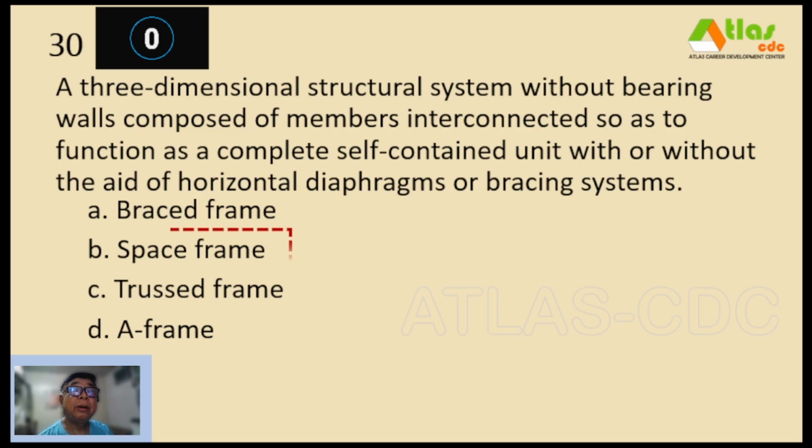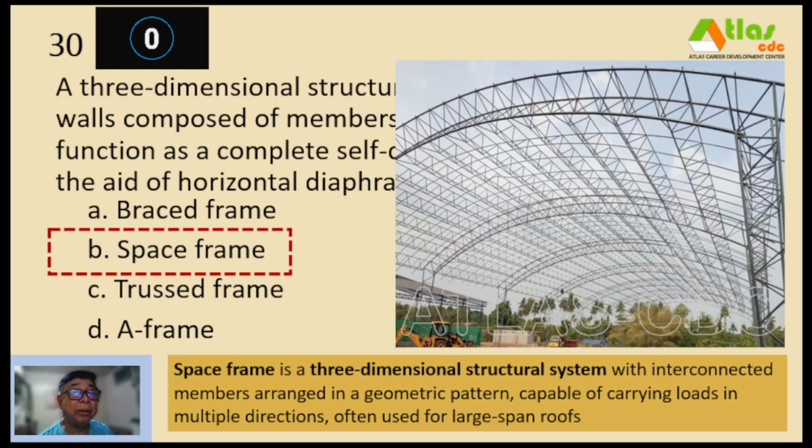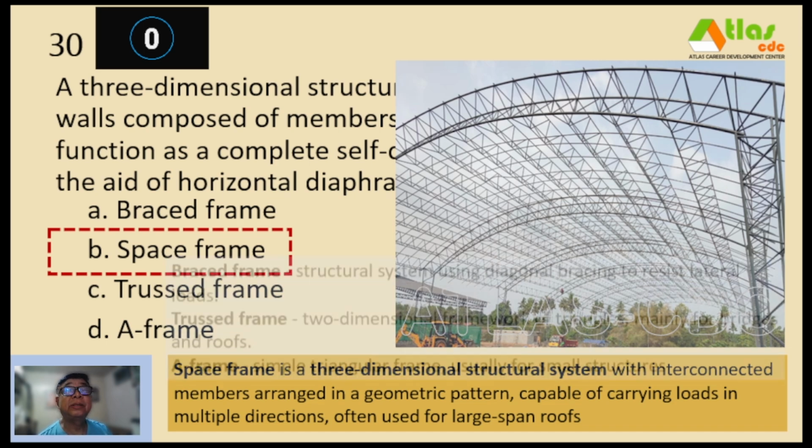And our correct answer is letter B, space frame. So a space frame is a three-dimensional structural system with interconnected members arranged in a geometric pattern, capable of carrying loads in multiple directions, often used for large-span roofs.